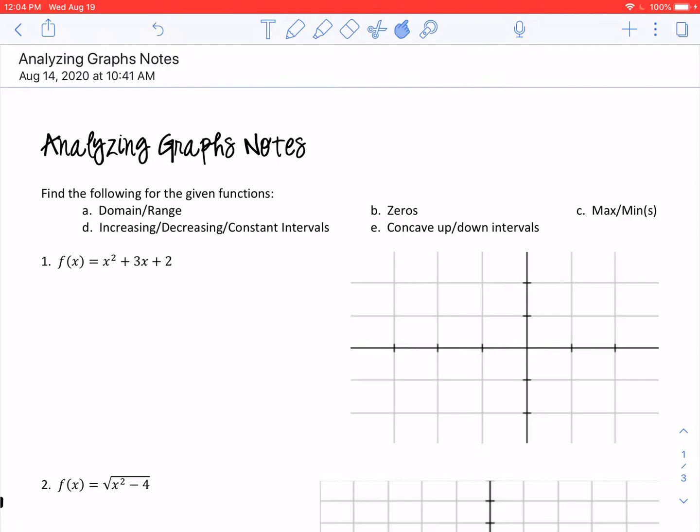Now, a lot of that information would be relatively easy to find if we knew what the graph of this function looks like. In some cases, I'll give you the graph and ask you to find a through e. In other cases, I'll just give you the function, in which case you have to graph it first, and then go back and see if you can find that information.